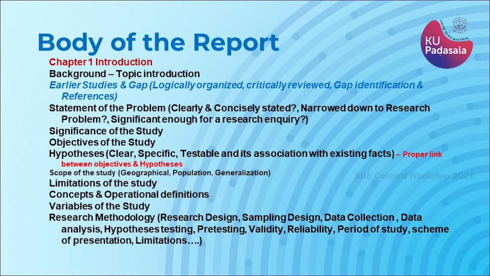After that, you have to state the limitations of the study. Mind it, you have to state the limitations of the study, not the limitations of the research. So while preparing the body of the report, you have to give proper in-text citations. That you have to be very careful. So for that, you have to refer to the APA 7 manual. The APA 7 manual is available. It is advised that you go through the APA 7 guidelines.